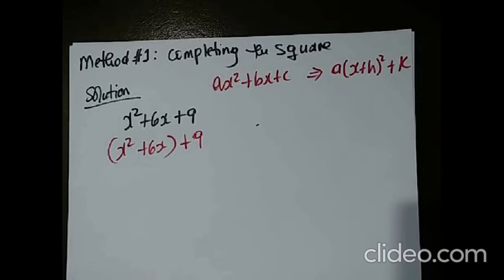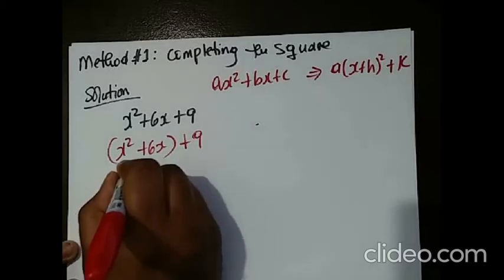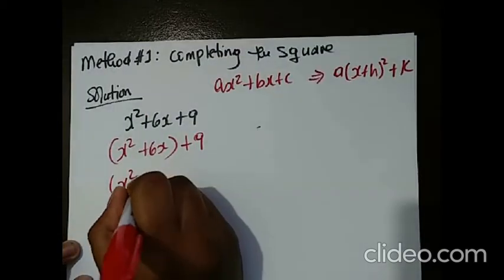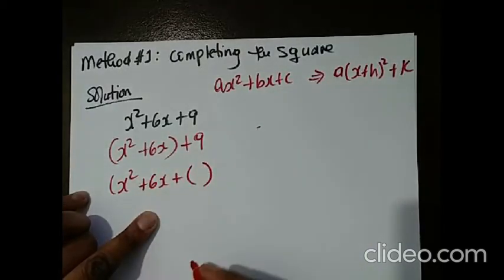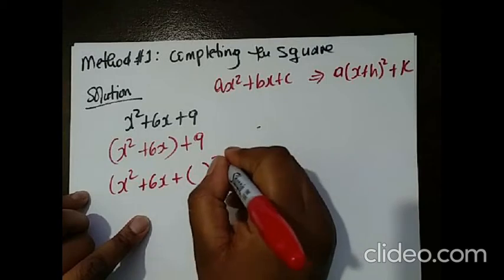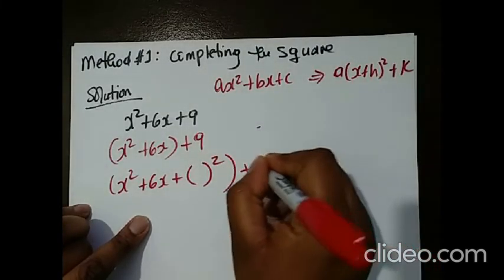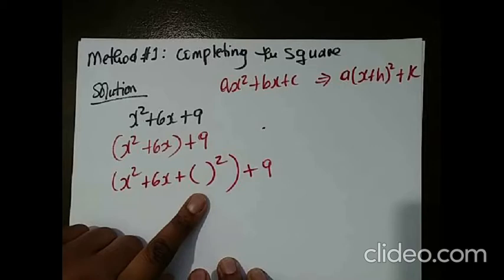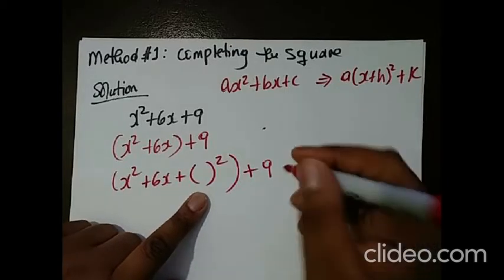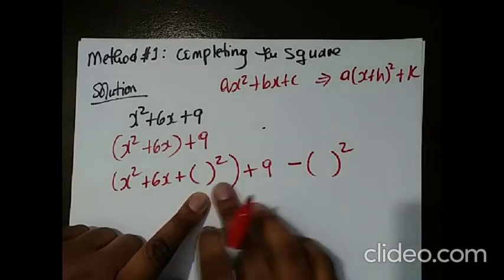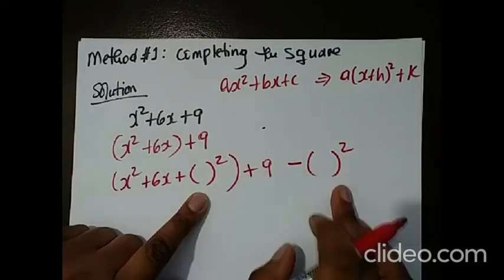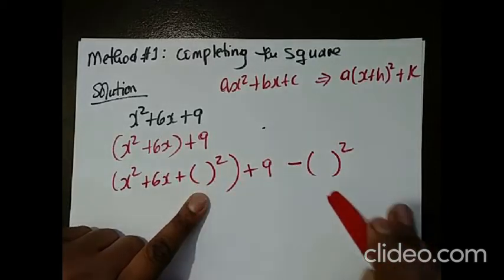Then, not exactly, but in essence, we're going to expand the bracket by saying x squared plus 6x plus the square, open bracket here, let's put a square there, close our bracket, put back our 9, and whatever we add here, we will have to subtract here also. Because remember, we have to keep this equation the same. So whatever I add, I will have to subtract.